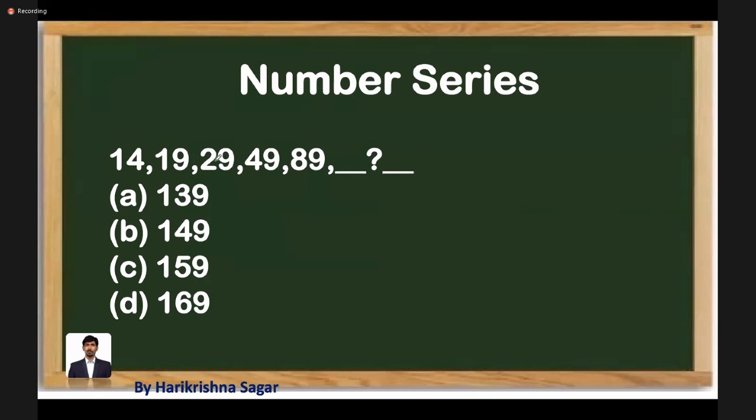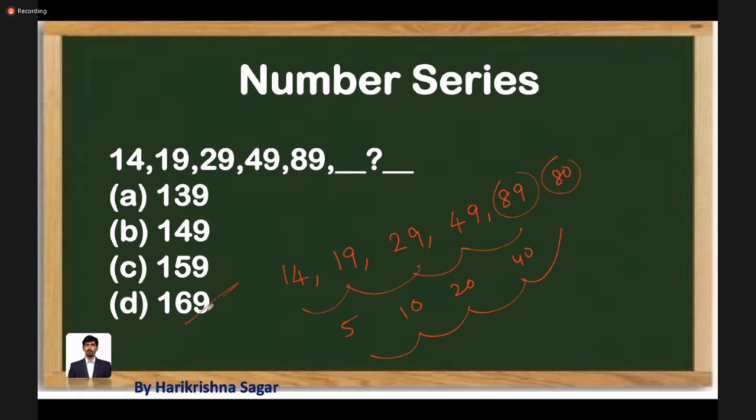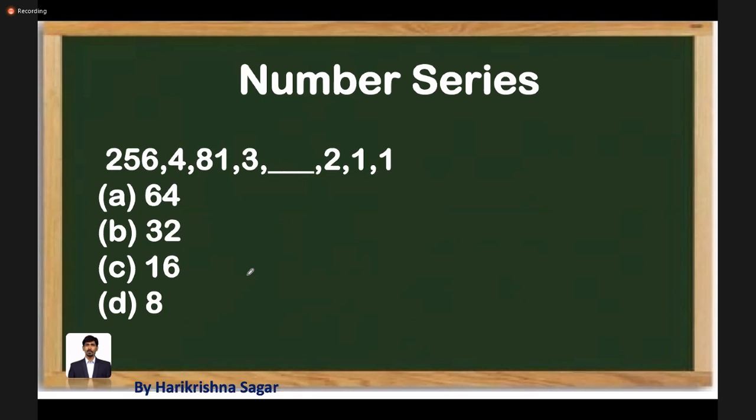14, 19, 29, 49, 89. So observe these numbers carefully. What is the difference here? 5. What is the difference here? 10. What's the difference? 20. What's the difference? 40. What's happening? 5 into 2 is 10, 10 into 2 is 20, 20 into 2 is 40, 40 into 2 is 80. So the answer must be 80 plus 89. That's going to be 169. That's how you can see the question.